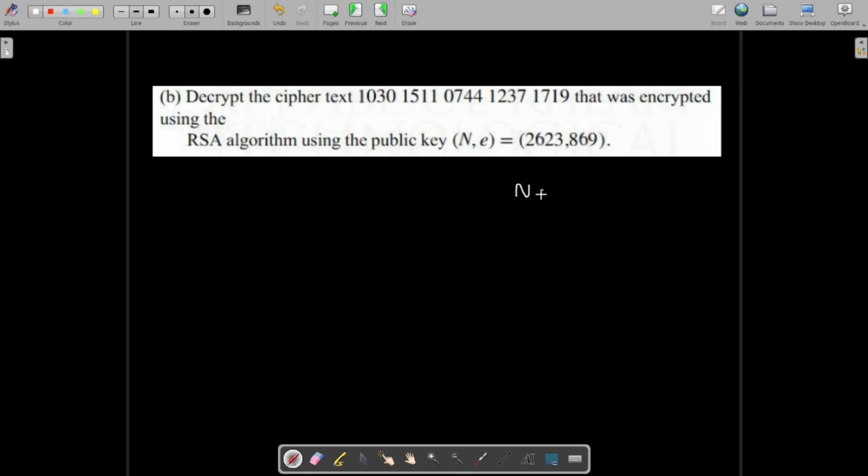Here capital N is equal to 2623. That is a product of primes. Then E is equal to 869. So actually the process was we have to find the decoding key D. How will you find D?